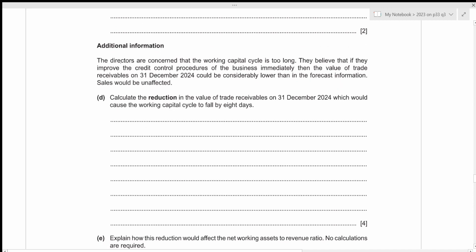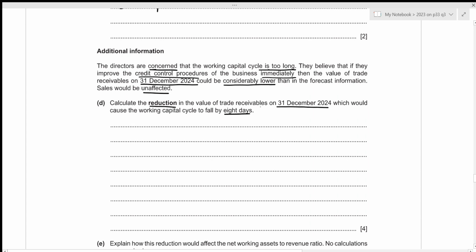Now we have additional information. The directors are concerned that the working capital cycle is too long. They believe that if they improve the credit control procedures of the business immediately, then the value of trade receivables on 31st December 2024 could be considerably lower than in the forecast information and sales would be unaffected. We now need to calculate the reduction in the value of trade receivables on 31st December 2024, which would cause the working capital cycle to fall by 8 days.